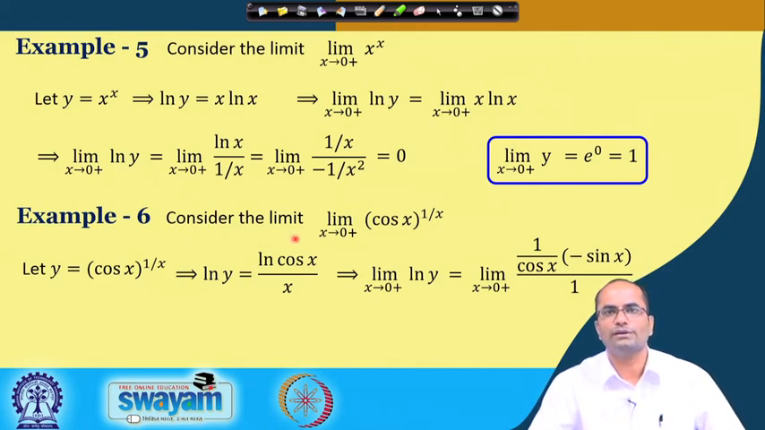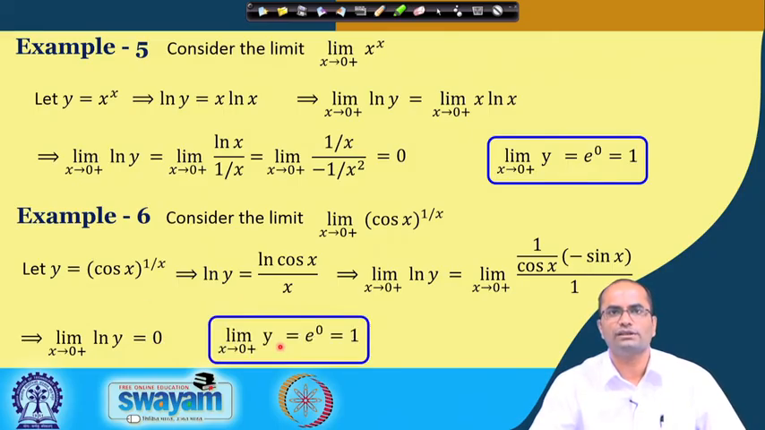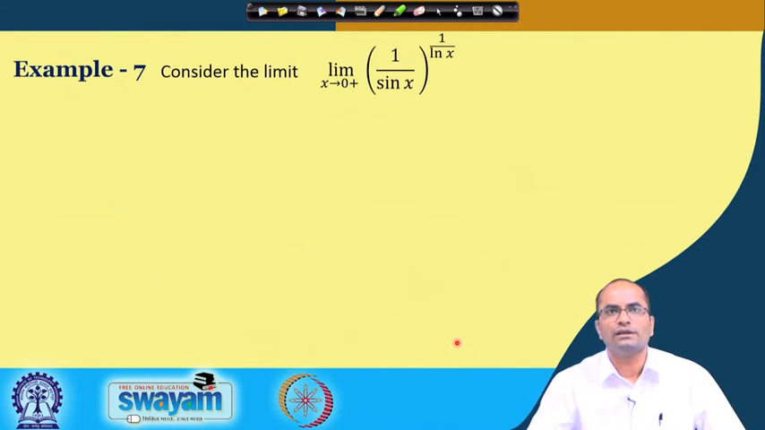So, we will apply the L'Hopital rule. We will take the derivative here of ln cos x, which will be 1 over cos x times the derivative of cos x, which is minus sin x, divided by the derivative of x, which is 1. So, we have here minus tan x, x goes to 0, so this goes to 0. So, this limit is 0, and then taking the exponential of both the sides, we will get the limit of y, which was the desired function (cos x) to the power 1 over x, it goes to 1.